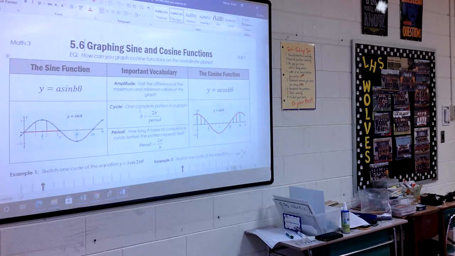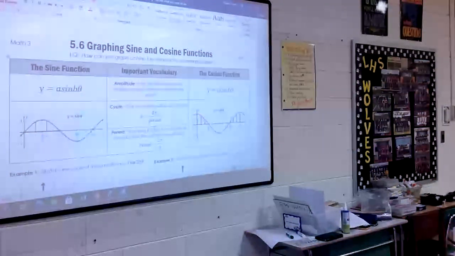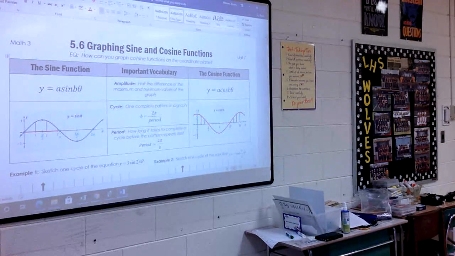You have a cycle. A cycle is one complete pattern in a graph. And there's a formula for these two, so that's where you have to be careful. It's 2 pi over the period. Now, if you rearrange this formula by multiplying by the period and then dividing by b, you can see that the period is 2 pi over b. That is how long it takes to complete a cycle before the pattern repeats itself. A lot of times they ask for the period because it's basically when the pattern begins to repeat itself.